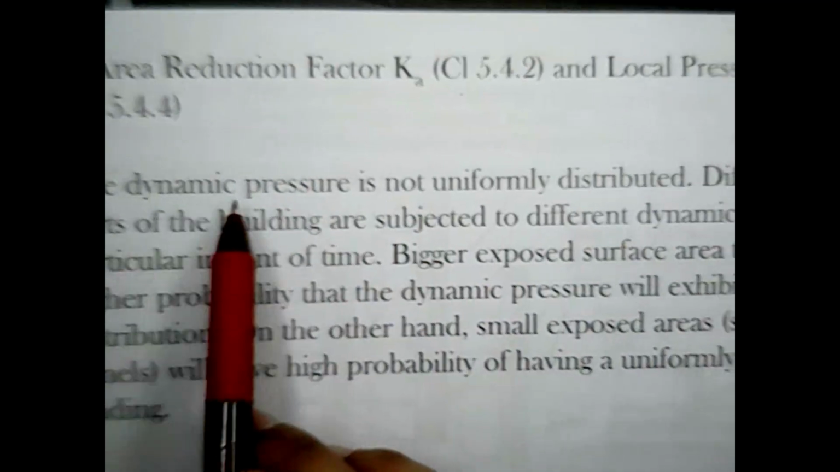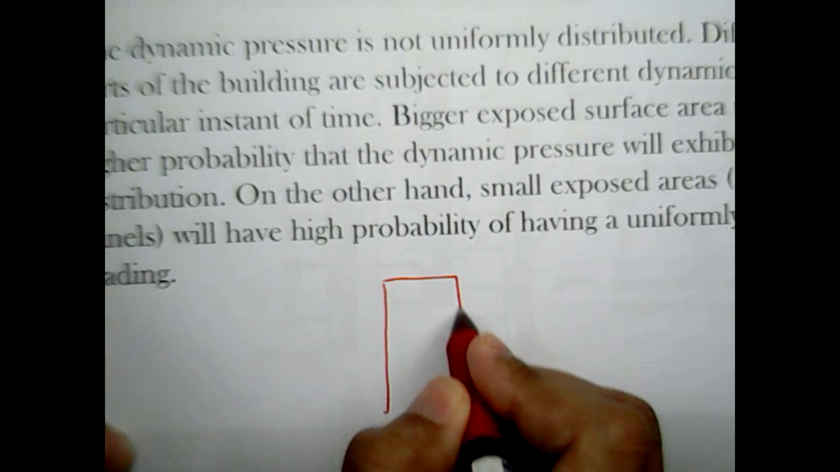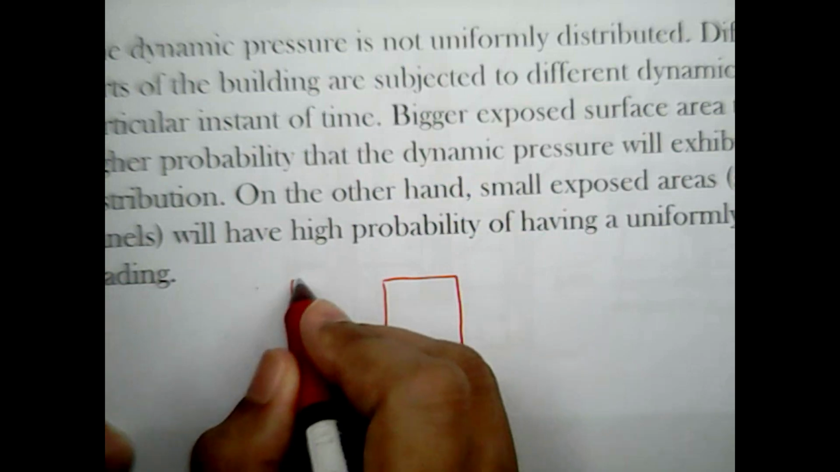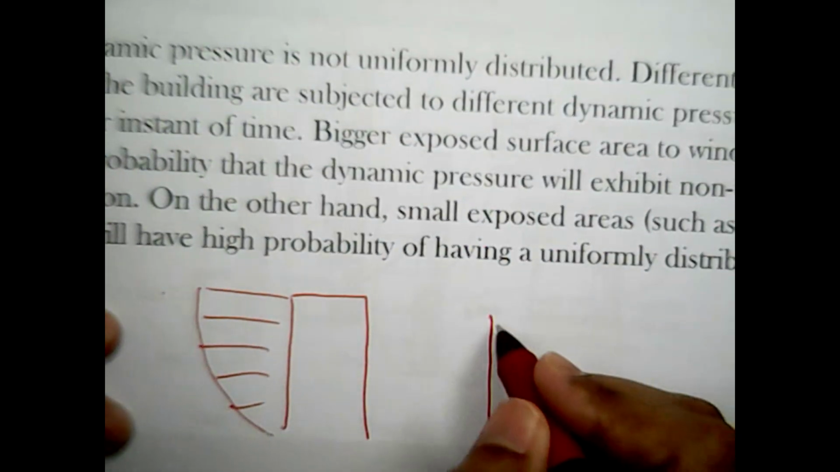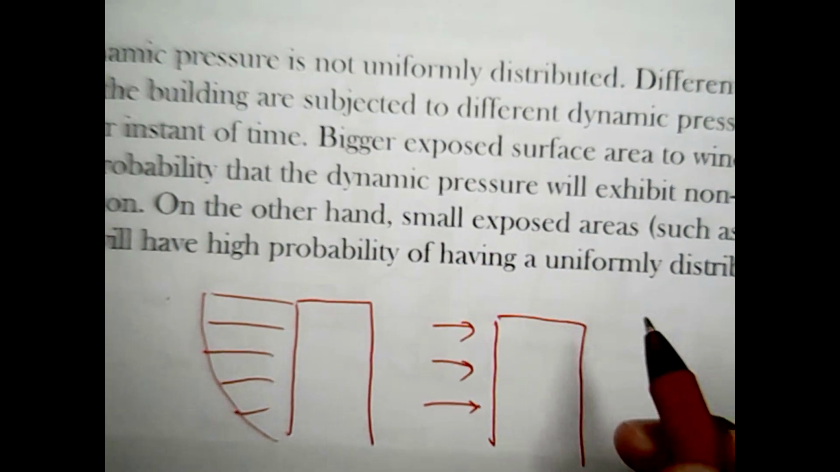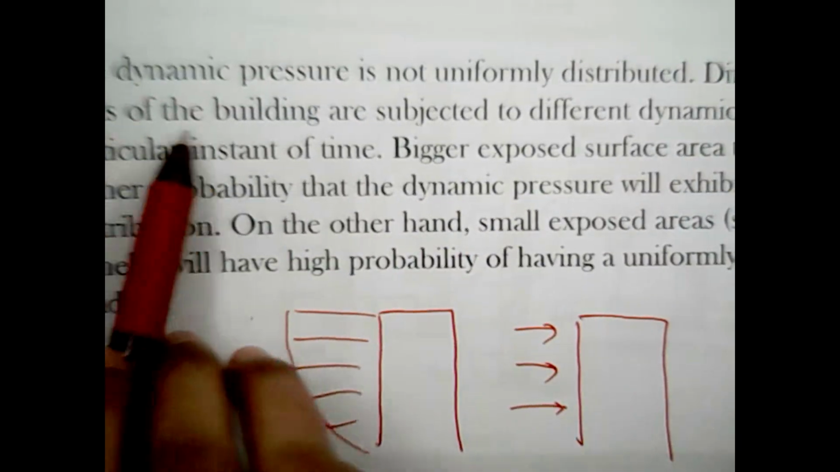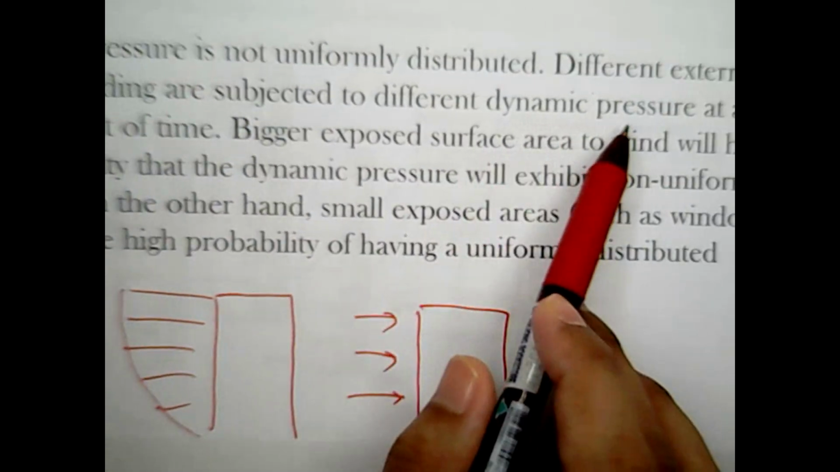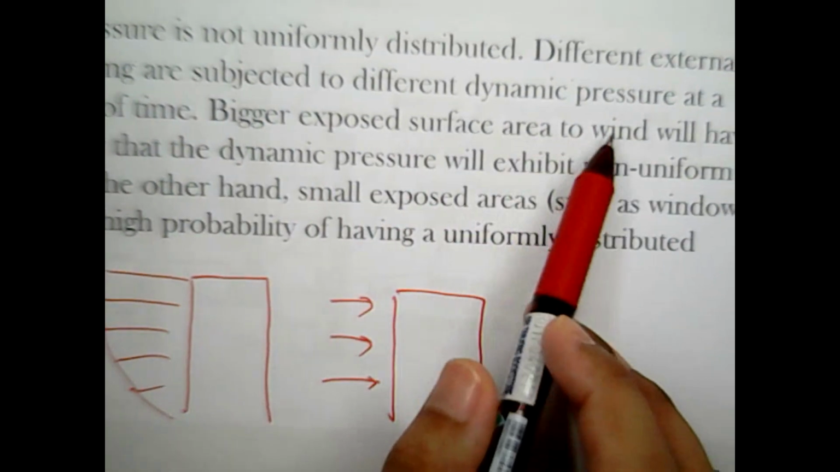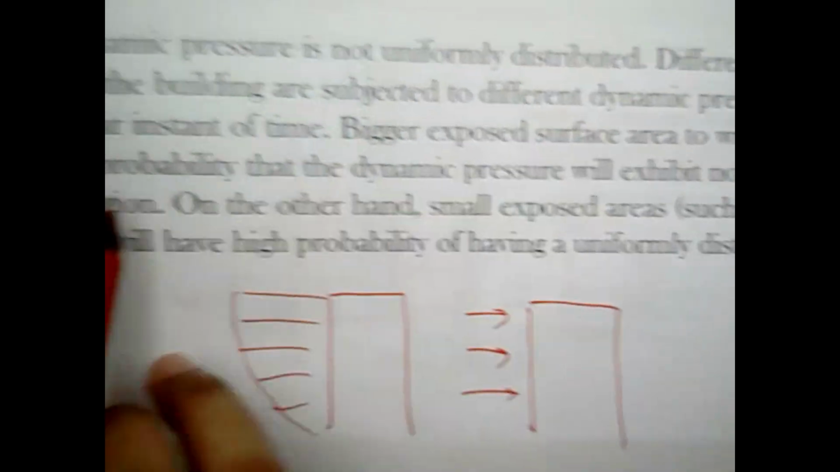It's saying that the dynamic pressure is not uniformly distributed. Yes, of course, because if you look at our buildings, the dynamic pressure can be growing like this, or it can be like this, or at some point you may have a building where it is like this, and it depends, and it is fluctuated. It's not uniformly distributed. So different external parts of the building are subjected to different dynamic pressure at a particular instance of time. Bigger exposed surface area to wind will have higher probability that dynamic pressure will exhibit non-uniform distributions.